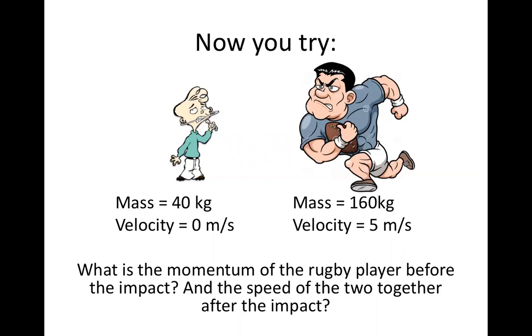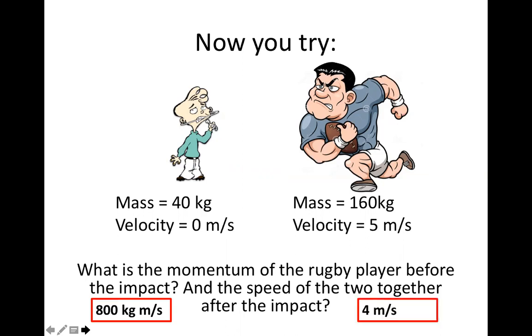Is it 12? Okay, let's see. Yay. Okay, the rugby player's momentum before impact is 800 because 160 times 5. The speed of the two together after impact is 4. Okay, anyone don't know how to do it?